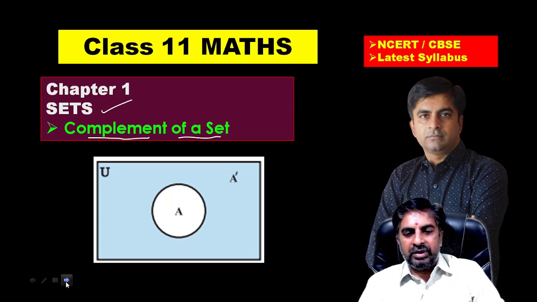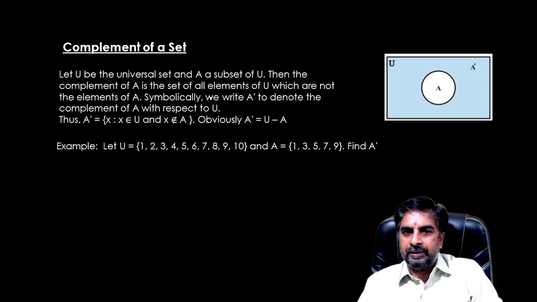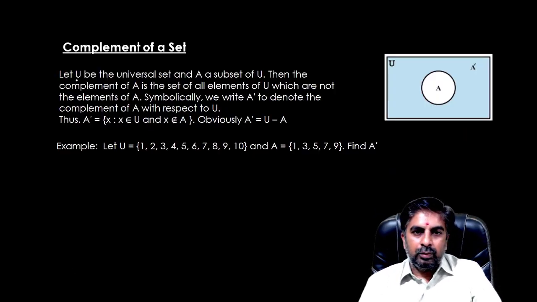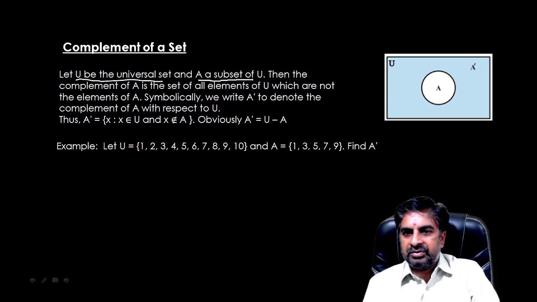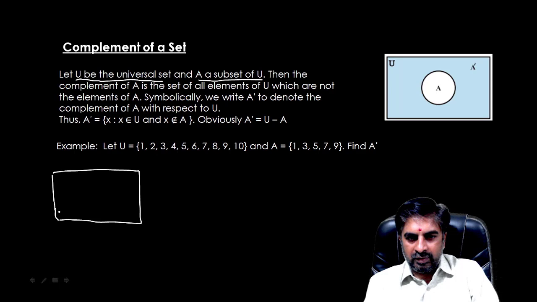This is the last concept that we are going to study. So what is the complement of a set? Let us start. Let U be a universal set and A a subset of U. Let me give you an example. Suppose you have a universal set with a Venn diagram U containing 1, 2, 3, 4, 5. This is your universal set and A is a subset of U. Please keep this in mind, your A should be a subset of U. Let me take it as 1 and 2.